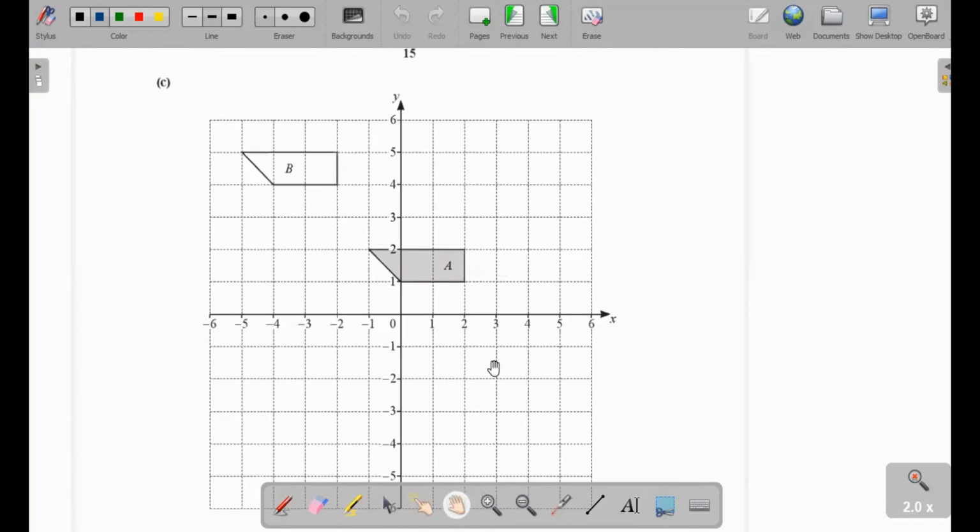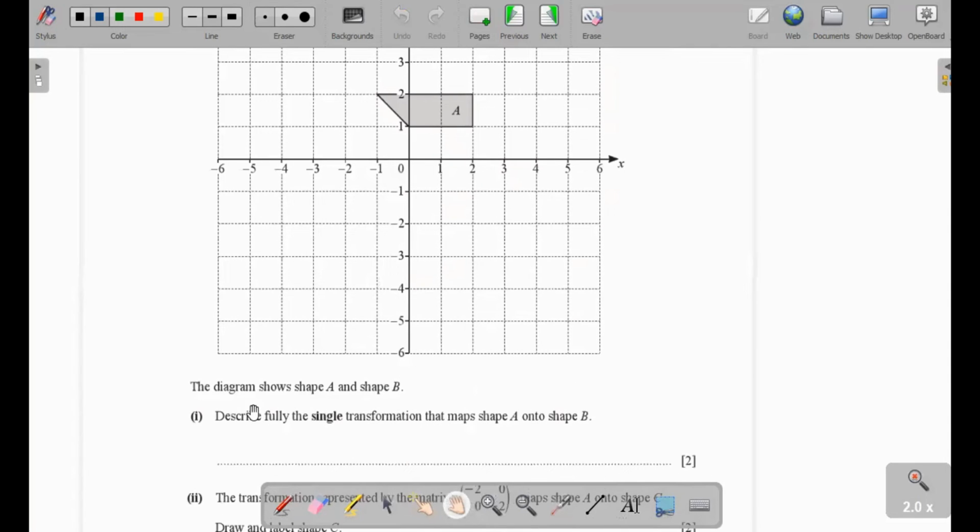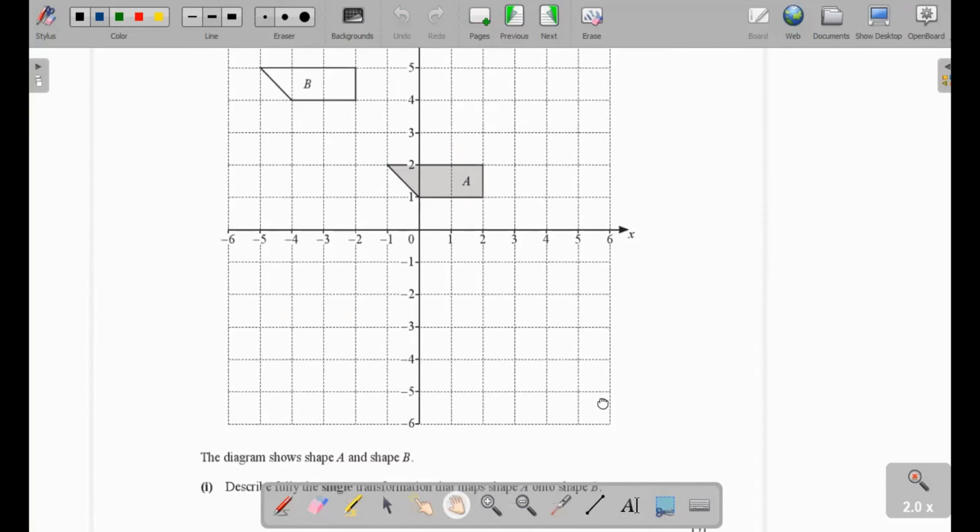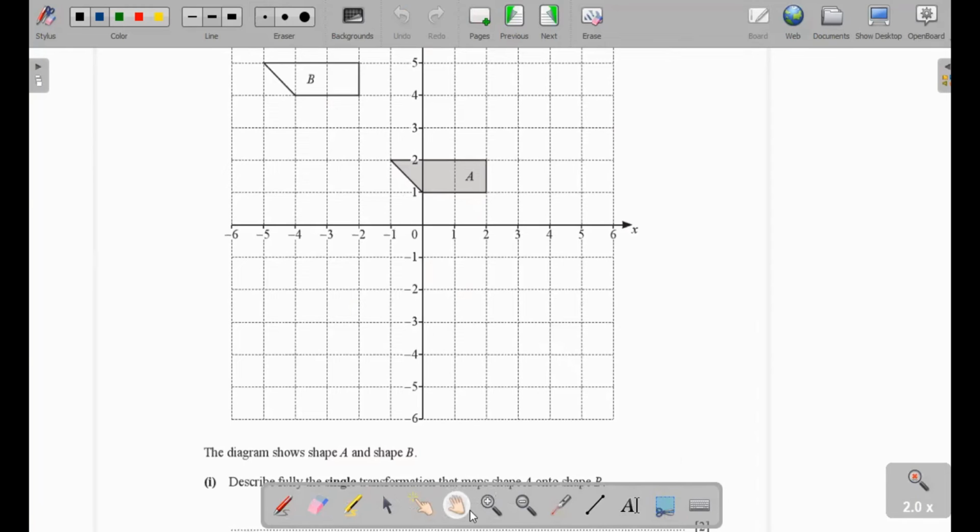Next question is part C. The diagram shows shape A and B. Describe the transformation that maps shape A onto shape B. We see that the size of the shape is the same, and the orientation of the shape is also the same. The image of A, which is B, is transformed in the same orientation. Now it means this is a translation.